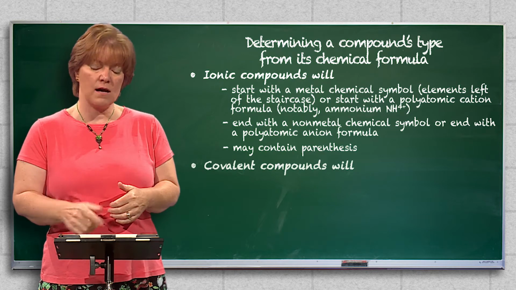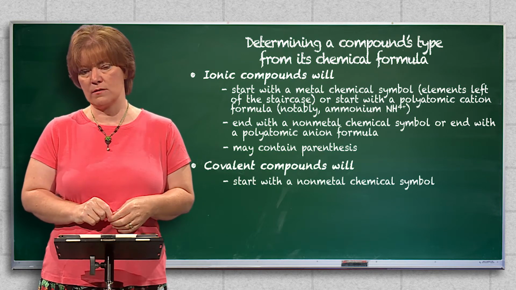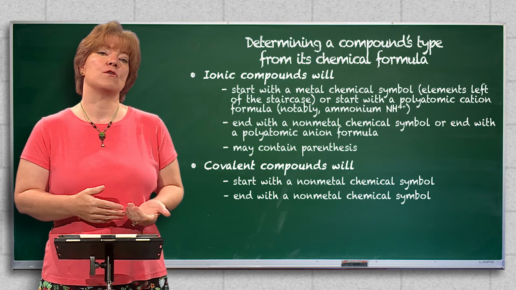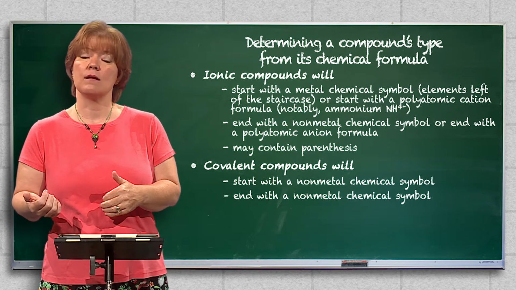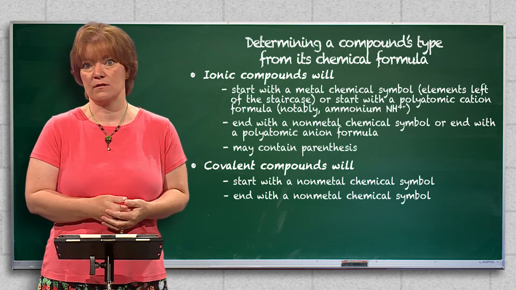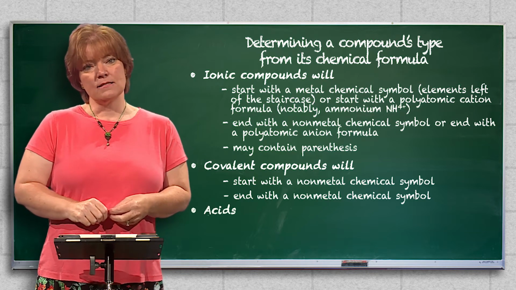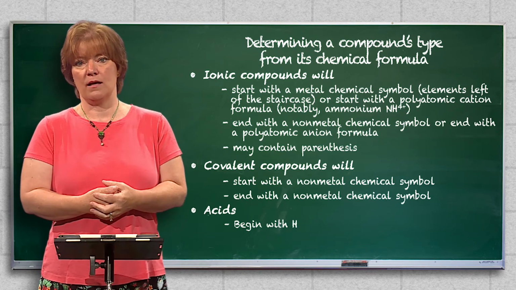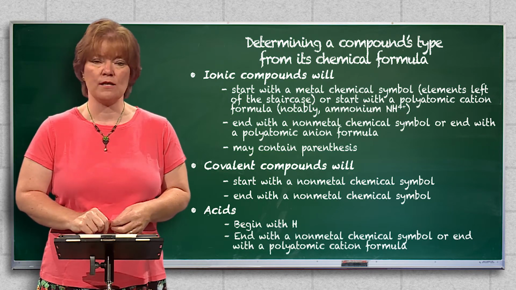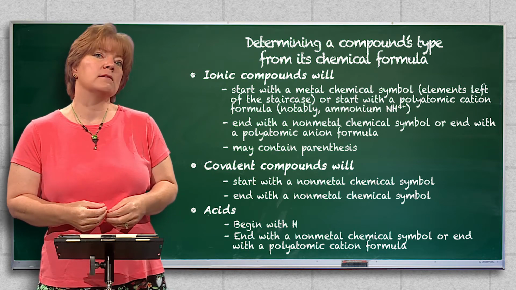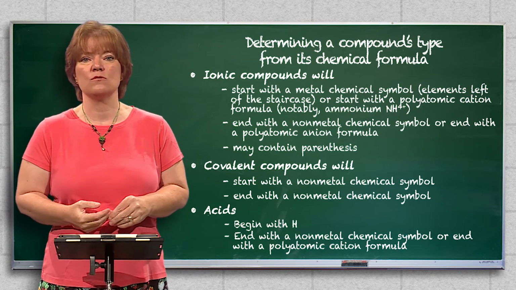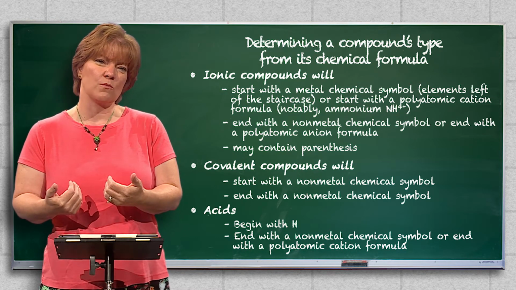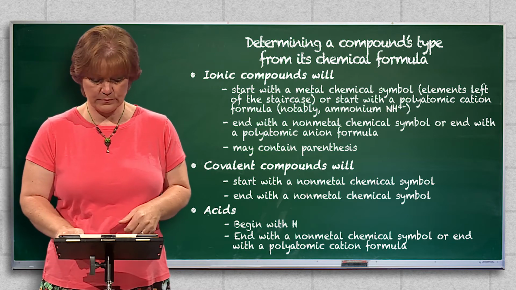On the other hand, covalent compounds are going to start with a non-metal chemical symbol. They're going to end with a non-metal chemical symbol. Again, metals are those elements to the left of the staircase on the periodic table. Non-metals are those elements to the right of the staircase on the periodic table. Acids are notably going to begin with H, the chemical symbol of hydrogen. So that's mostly what we're looking for. They could end with either a non-metal chemical symbol element, or they could end with a polyatomic anion. So they can be a little tricky. So for acids, we're really looking for that hydrogen at the beginning.